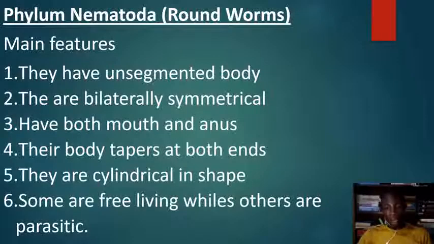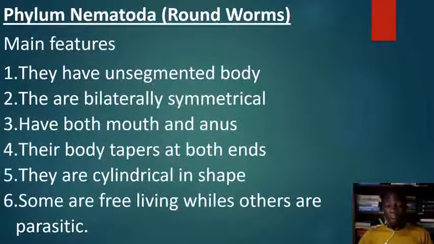Let's now look at another phylum in the kingdom Animalia, the phylum Nematoda. We normally call them the roundworms. Let's look at their main characteristics or features. Now they have an unsegmented body. It means that their body is not segmented. They don't have segments in their body. Let's take note of this one.